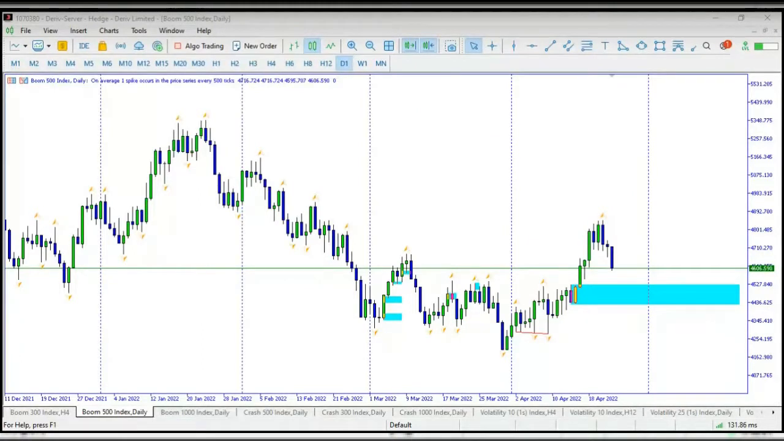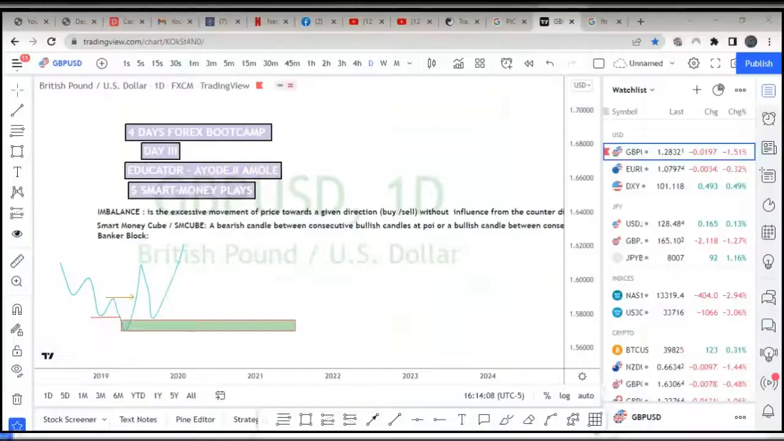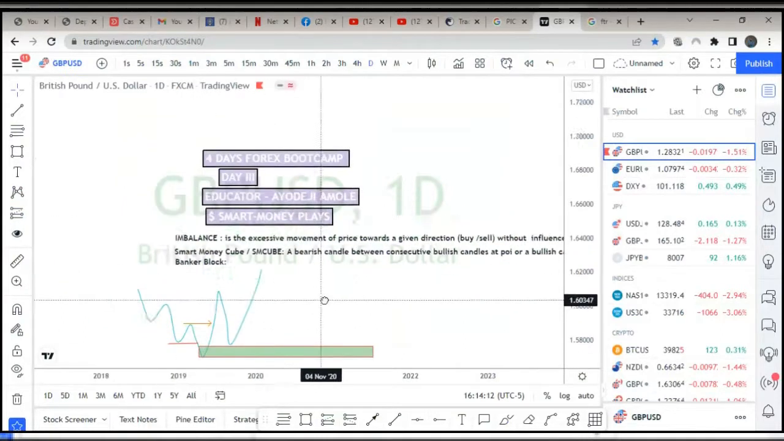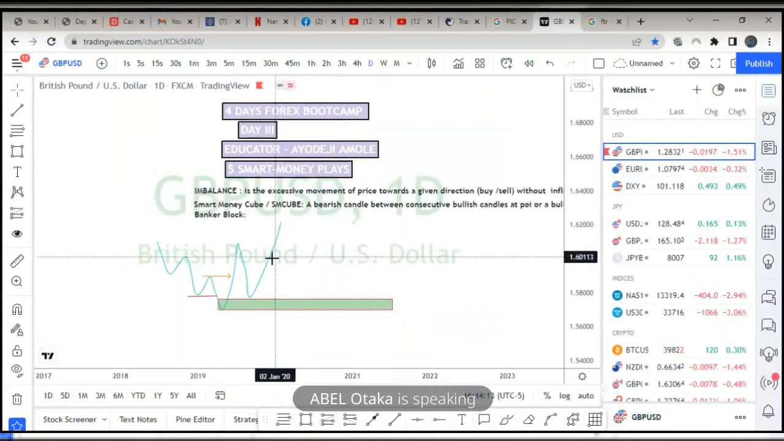Can't see your screen. Oh, sorry. I'm switching between two screens. Sorry. Can you see now? Yes, sir.